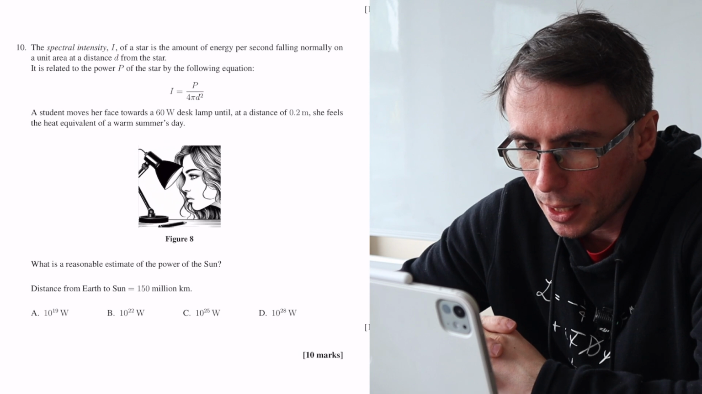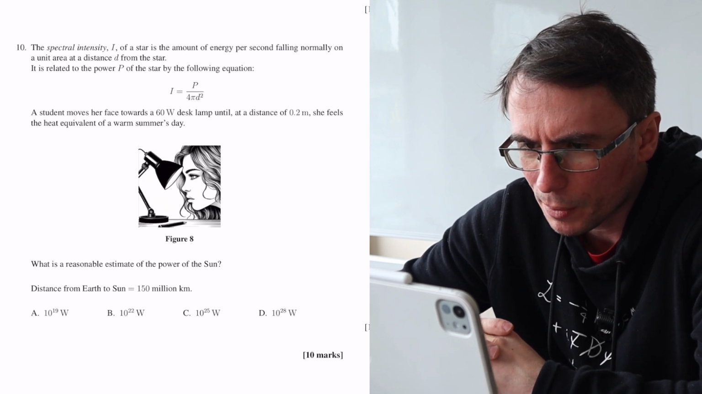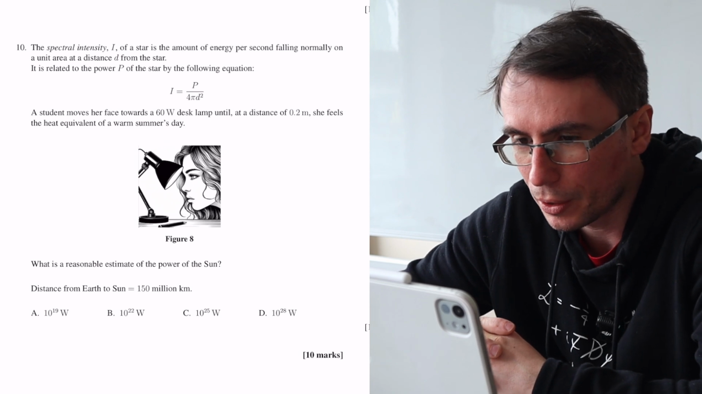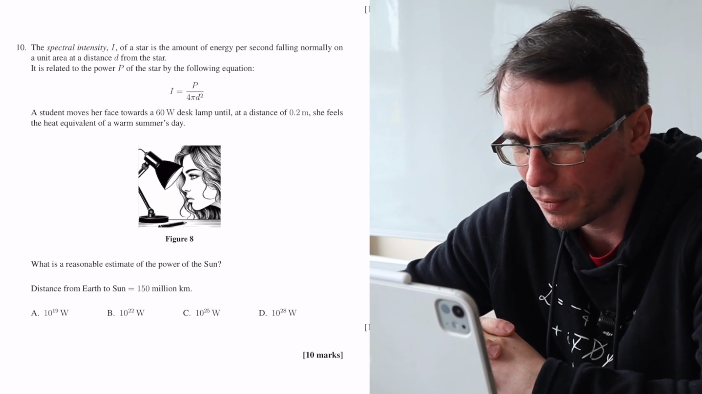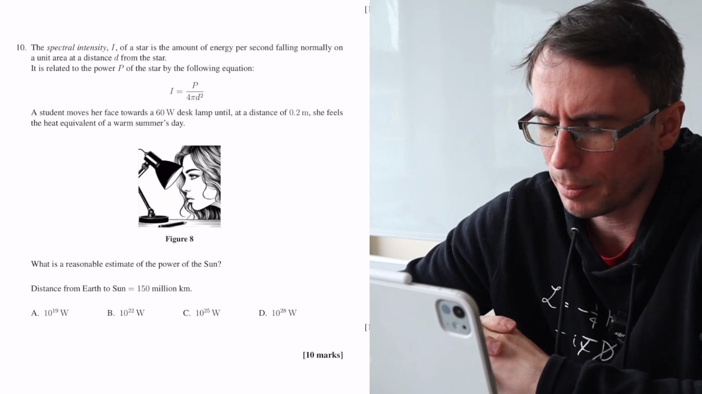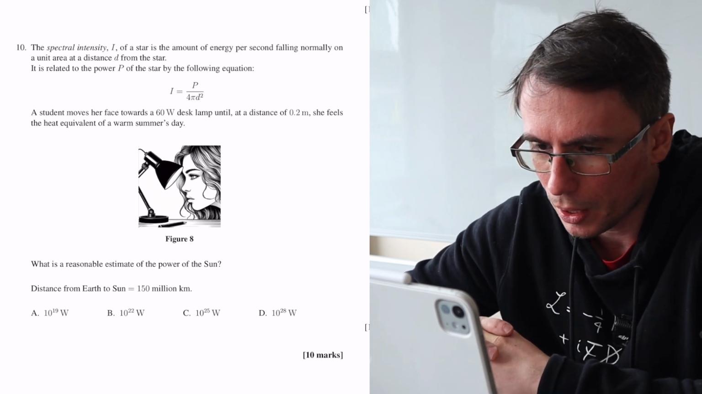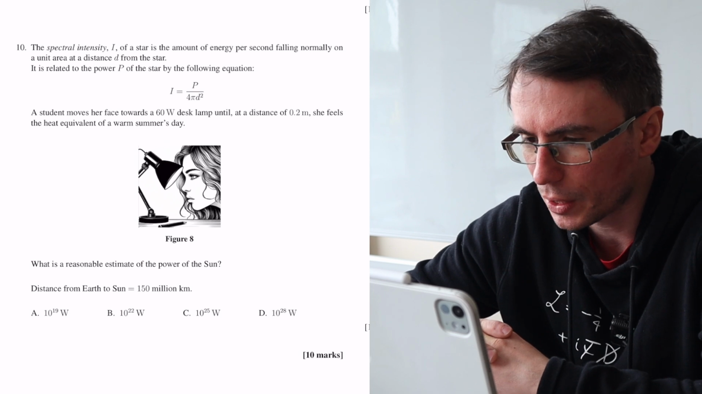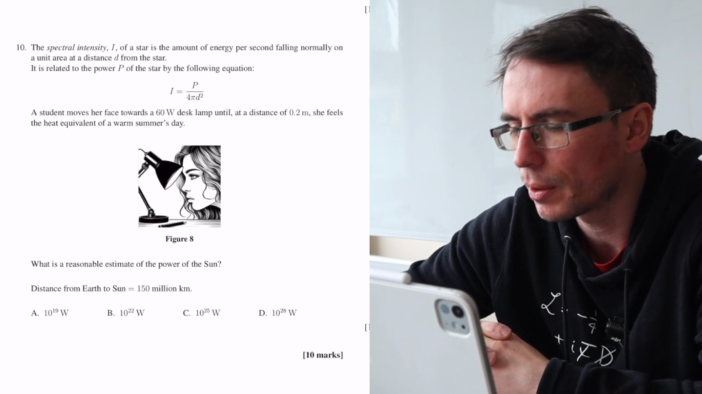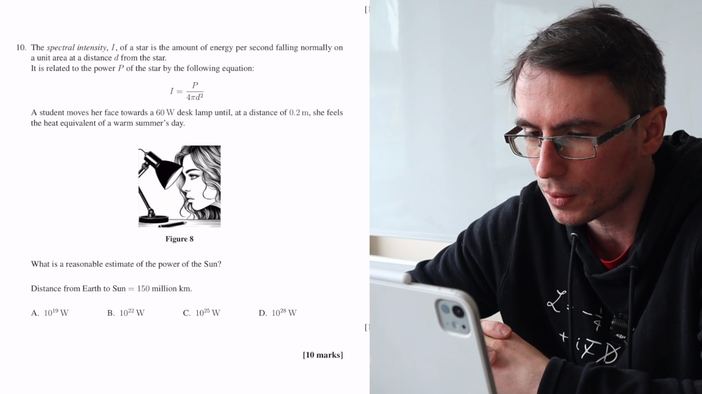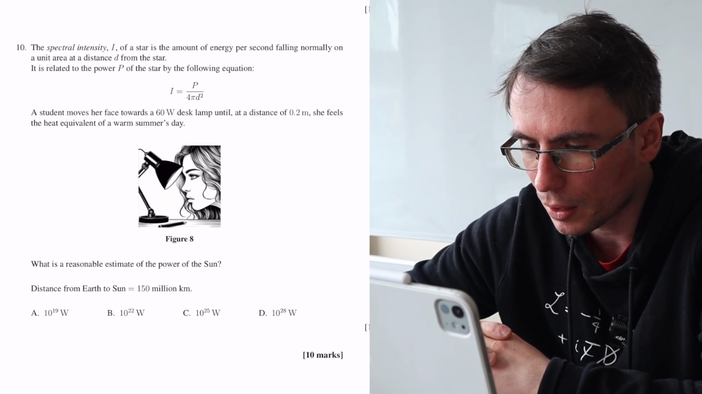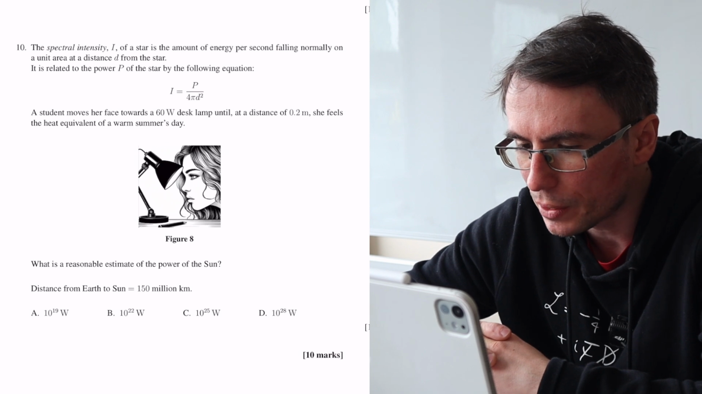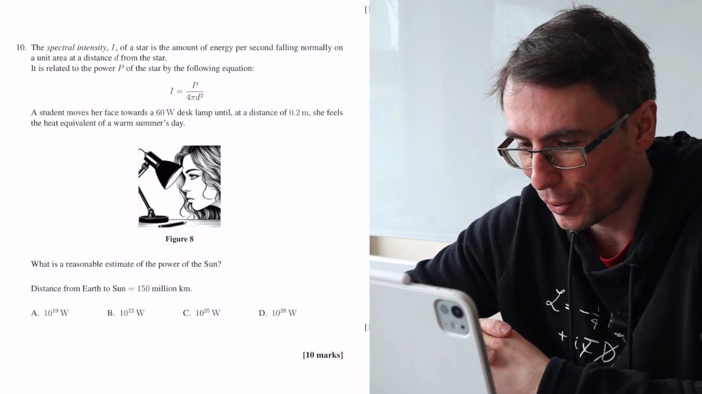Okay, question number 10. These can always be a little bit confusing. The spectral intensity of a star is the amount of energy per second falling normally on a unit area at a distance d from the star. It's related to the power by the classic equation. A student moves her face towards a 60-watt desk lamp until at a distance of 0.2 meters, she feels the heat equivalent of a warm summer's day. What is a reasonable estimate of the power of the sun?